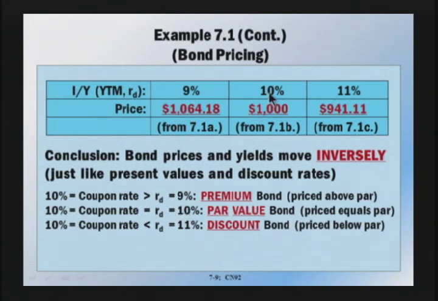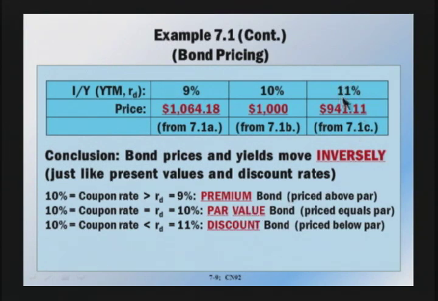If you discount the cash flows at 10%, which is the same as the bond's coupon rate, then the bond will sell for its par value, $1,000 in this case. So when the discount rate and the coupon rate are the same, 10% in this case, the bond will sell for its par value of $1,000.